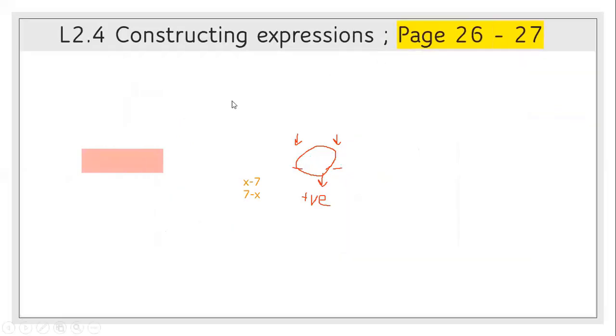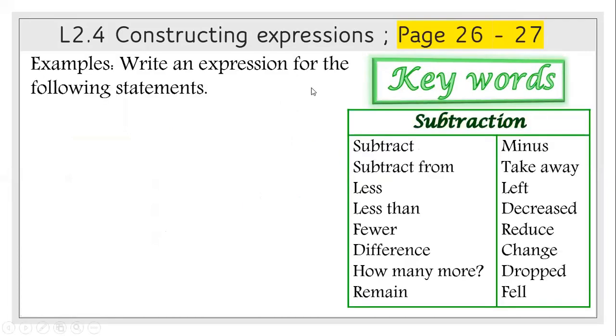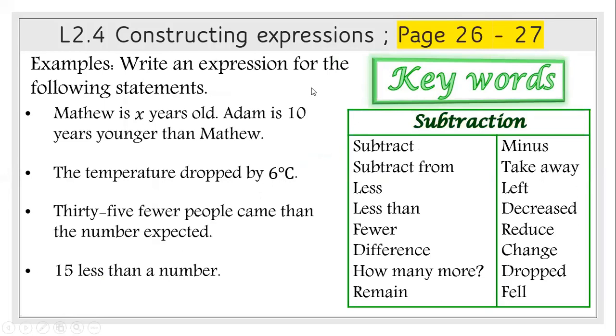In the next slide, I'm going to erase what has been already drawn. He's telling you that Matthew is X years old. Now look at the order. The first information, Matthew is X years old. The second information, Adam is 10 years younger than. Younger means subtract. Than means switch the order.